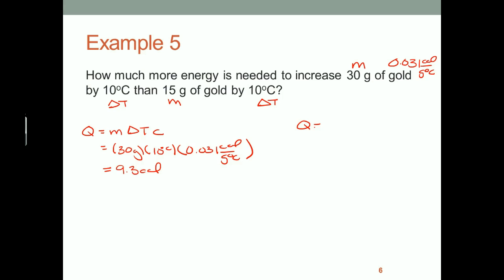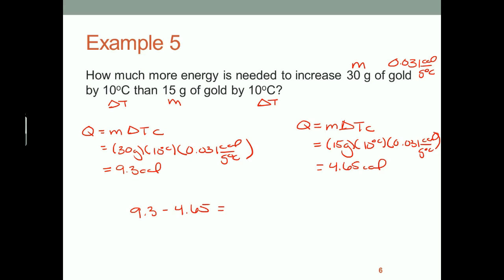Similarly, for the 15 gram sample, that's 15 grams times 10 degrees Celsius times 0.031 calorie per gram degree C. And when you multiply that together, you get 4.65 calories. So how much more energy is needed? You need to subtract. 9.3 minus 4.65 is 4.65 calories.